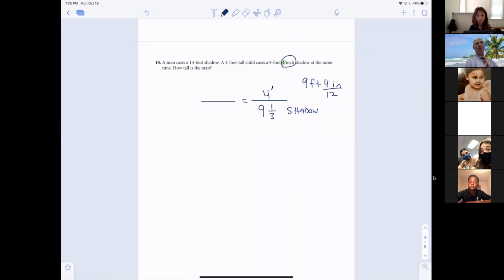You understand that? Yes. Now, a man casts a 14-foot shadow. Where does the 14 go? On the bottom. Why? Because 9 1/3 is like how many feet? But why not put it on the top? Why do you want it on the bottom? I'm not saying you're wrong. You just have to be able to tell me. Why does the 14-foot go on the bottom? Because it's bigger? No. Not because it's bigger. Tell us.